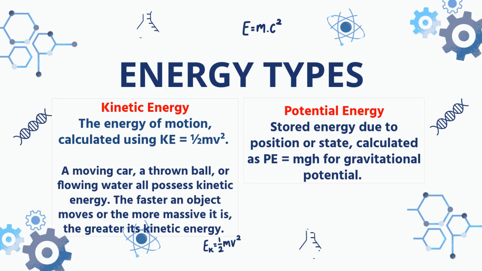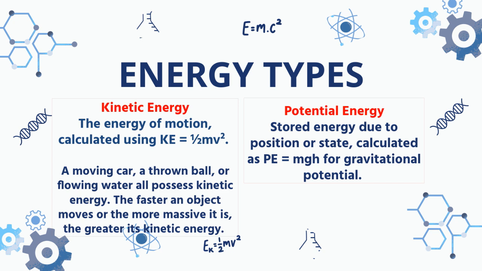Let's talk about potential energy first. This is the stored energy an object has because of its position or state. For example, if you lift a ball up, it has potential energy due to its height. The formula we use is P equals m times g times h, which stands for mass, gravity, and height. This means the higher or more massive an object is, the more potential energy it stores.